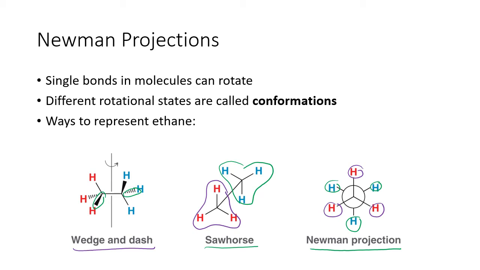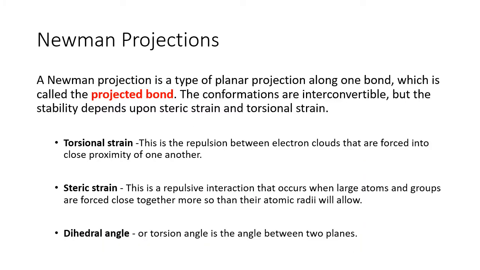So it's like we're looking straight down at it, whereas on the Sawhorse projection, we're looking at it from an angle. So this would be a carbon here. This would be a carbon here. And then there is a bond attaching these two carbons together. We don't see that bond on the Newman projection. That's what these circles represent, the front and back carbons. So we're not seeing this bond right here. So a Newman projection is a type of planar projection.